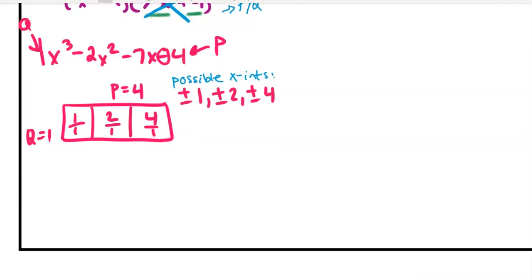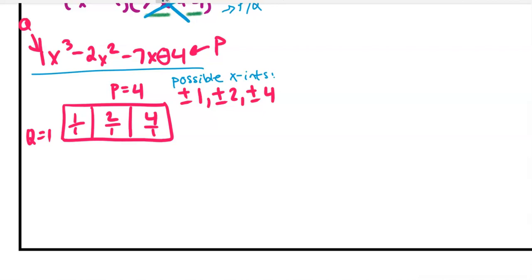So there are two ways we can find whether these are x-intercepts or not. You can take your time and plug in every single possible number. So you plug in positive 1 to your original equation. Then you plug in negative 1. Then you plug in positive 2, then negative 2, then positive 4, then negative 4. And you just keep going down the line.